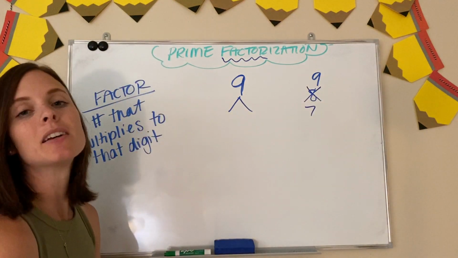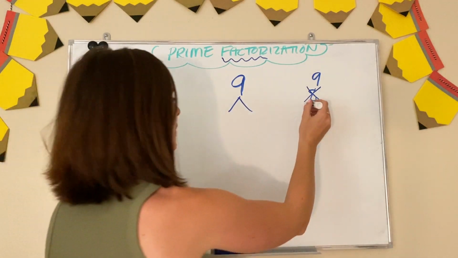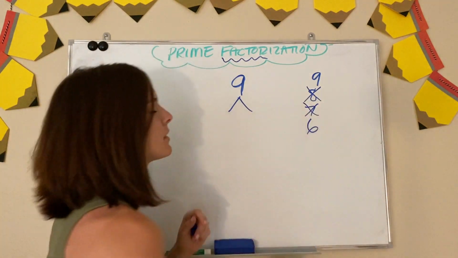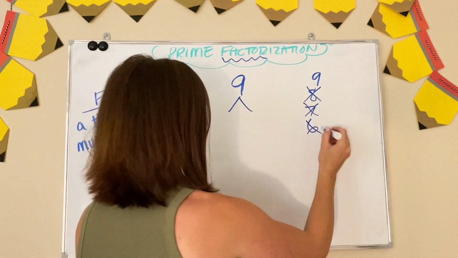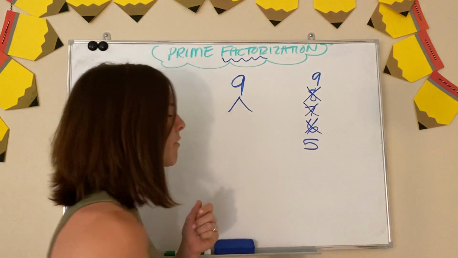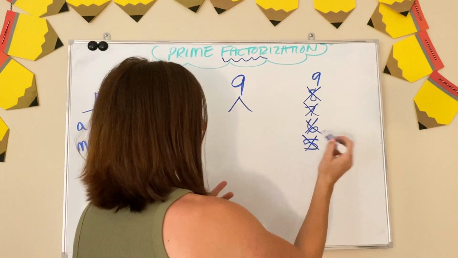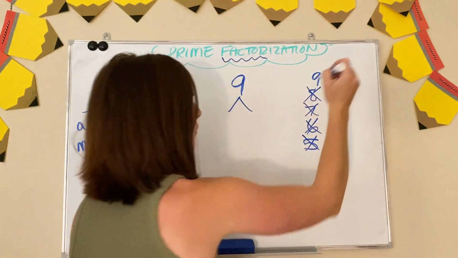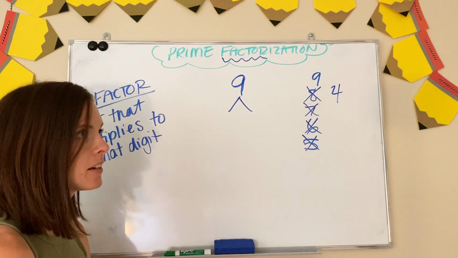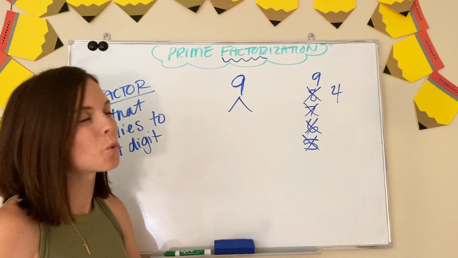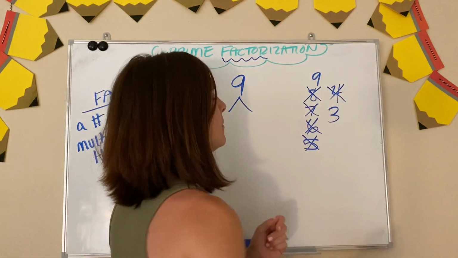Let's try 7. 7 times 1 is 7. 7 times 2 is 14. Not a factor. How about 6? 6 times 1 is 6. 6 times 2 is 12. Not a factor. How about 5? 5 times 1 is 5. 5 times 2 is 10. Nope. How about 4? 4 times 1 is 4. 4 times 2 is 8. But 4 times 3 is 12. Doesn't go into it.